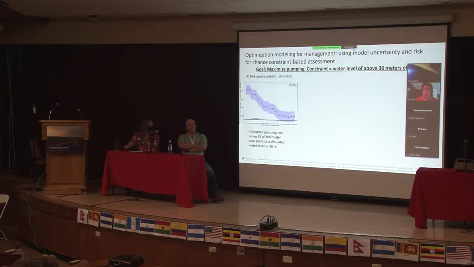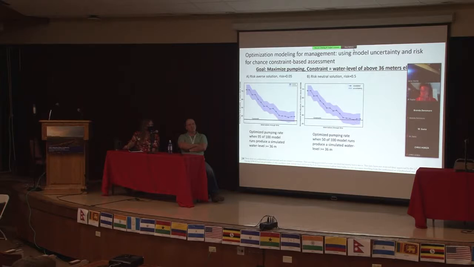So that's cool. What if you're risk neutral? Maybe it's not that big of a deal either way. It finds a new pumping rate. You set your risk at 0.5, and it finds a new pumping rate where the optimized pumping rate produces a water level where half of the model runs are above the constraint. Maybe you're risk tolerant. Maybe there aren't really any consequences for a water level dropping below this 36 meter threshold. And so you can say, we're risk tolerant, and set this risk dial up really high at 0.95, by the way, the range is 0 to 1.